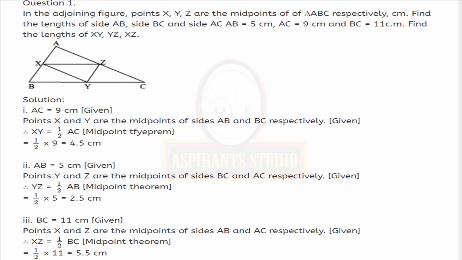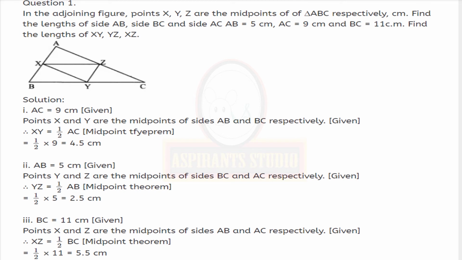Question number 1. In the adjoining figure, points X, Y and Z are the midpoints of triangle ABC respectively. Find the lengths of side AB, side BC and side AC. Sorry, that sentence has to be removed, because the lengths are given, so that is not required. Look at the textbook and read it properly. Once again reading.